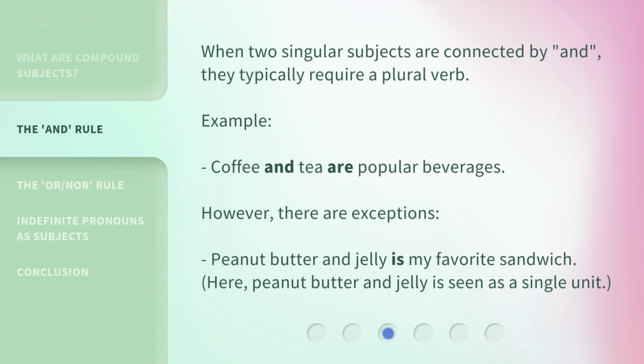When two singular subjects are connected by and, they typically require a plural verb. Example: coffee and tea are popular beverages. However, there are exceptions. Peanut butter and jelly is my favorite sandwich. Here, peanut butter and jelly is seen as a single unit.